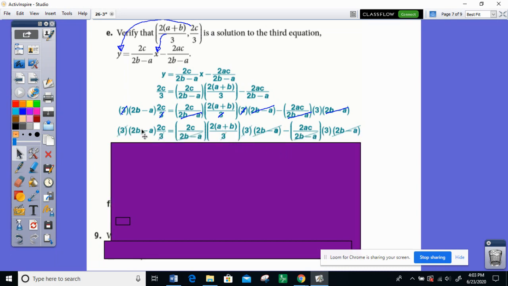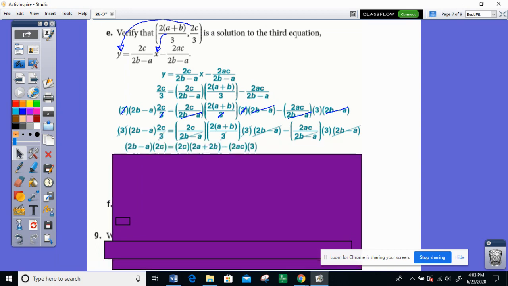What's left when we clean everything up? Well, on the left-hand side, we're going to have 2b minus a times 2c. On the right-hand side, this 2c can come down. This 2 times a plus b, after we do the distributive property, is going to give us 2a plus 2b. And then in the last term, we've got a minus 2ac that comes down. That gets multiplied times 3.